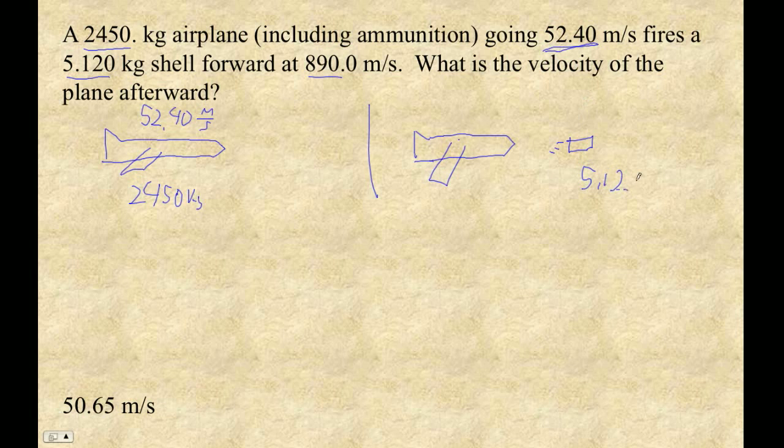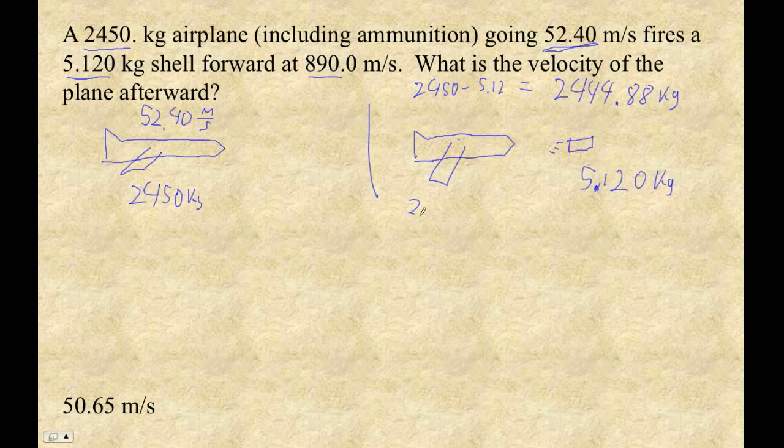It's a ginormous shell. So this is 5.120 kilograms, right? Okay, and now the mass of the airplane is a bit less, right? It's going to be 2450 minus 5.12, which is 2444.88. I like that number. That number makes me happy.